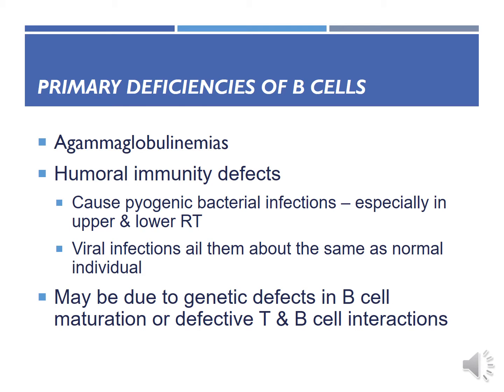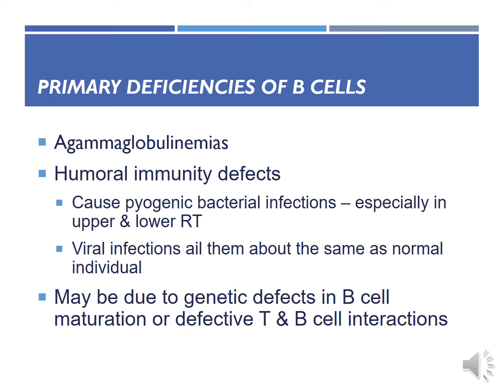Now this could potentially be due to a defect where the B cell is not proliferating into plasma cells, or we could have a total breakdown of the B cell when it's transforming from a stem cell into a B cell and it's just not fully engaging or fully maturing into a B cell. So there are a lot of different possibilities of why these antibodies are not being created. We could have humoral immunity defects, so typically these will cause pyogenic bacterial infections, specifically in the upper and lower respiratory tract.